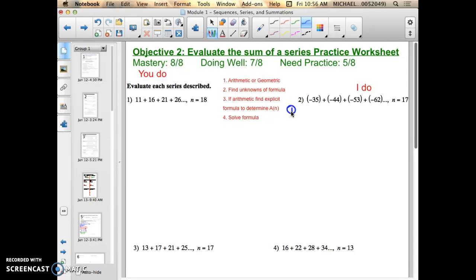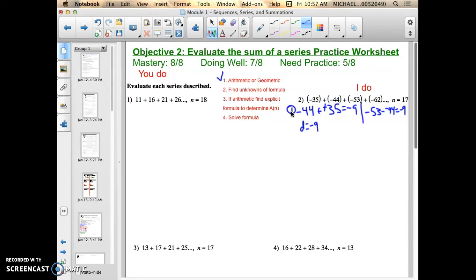My first step, I'm going to see if it's arithmetic. So I'm going to take the second term, negative 44, and subtract the first term from it, negative 35. That gives me an answer of, subtract a negative turns to plus, negative 44 plus 35 is negative 9. So far so good. Let's check that work. Let's go to the third term, negative 53 minus the second term of negative 44, also equals negative 9. So it is indeed arithmetic because it has a common difference of negative 9. I have done step 1. I know that it's arithmetic.